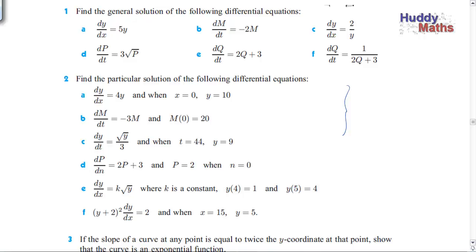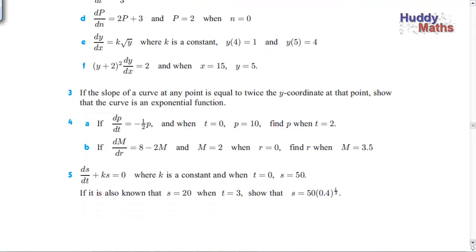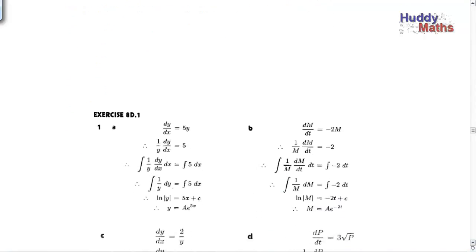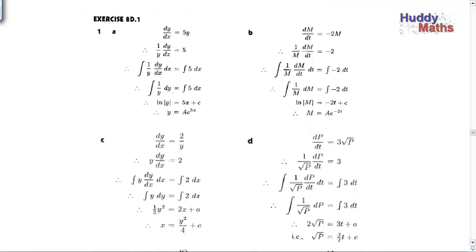All right, let's have a look at the others here. So we've got 3, 4 and 5. You want to do most of these, get your skills up. Let's have a look at the answers now. There's A through to D in question 1, and E and F. We'll just come back up a bit, little E and F there. Fairly basic. What's this ln business?